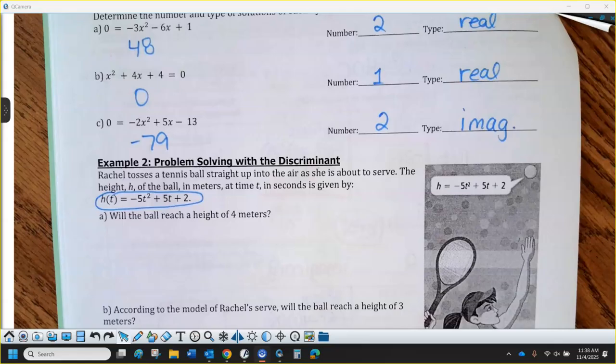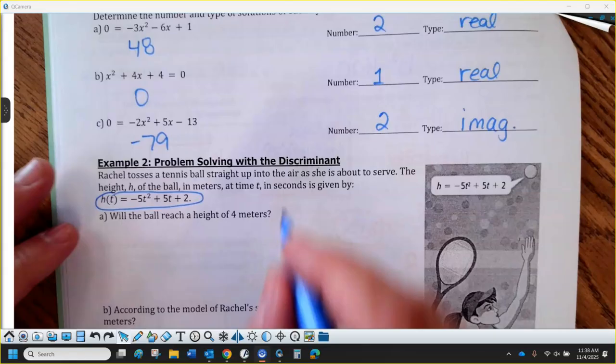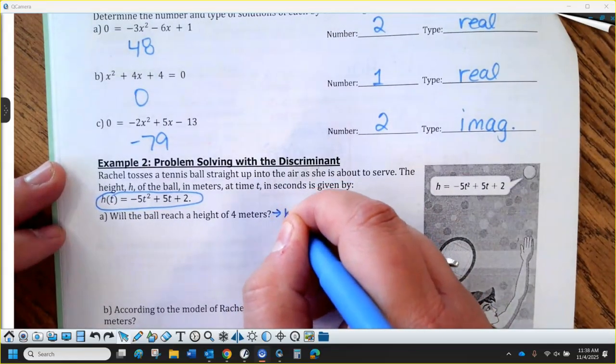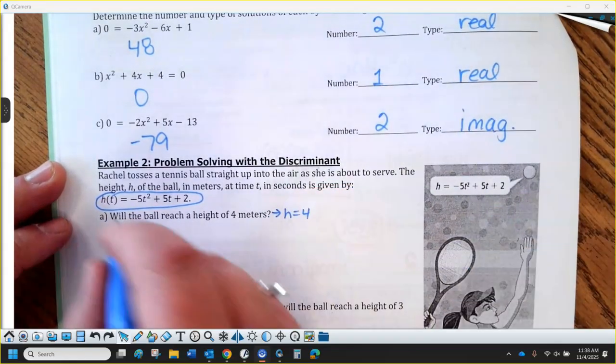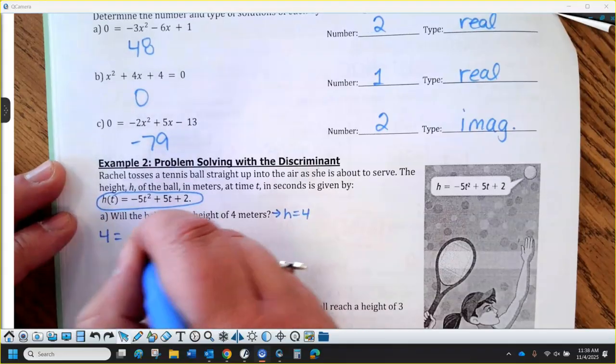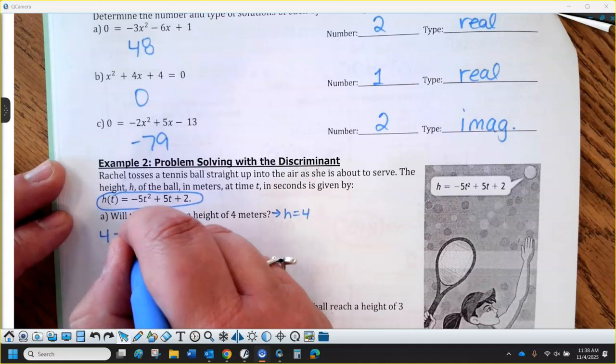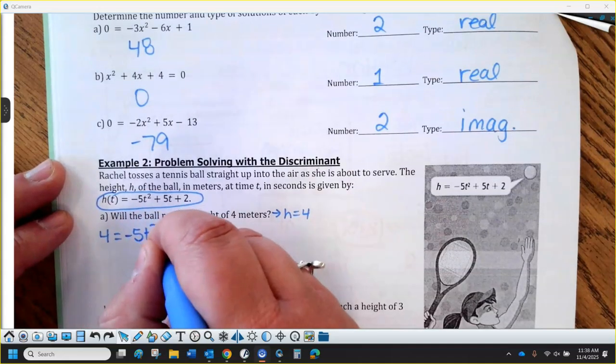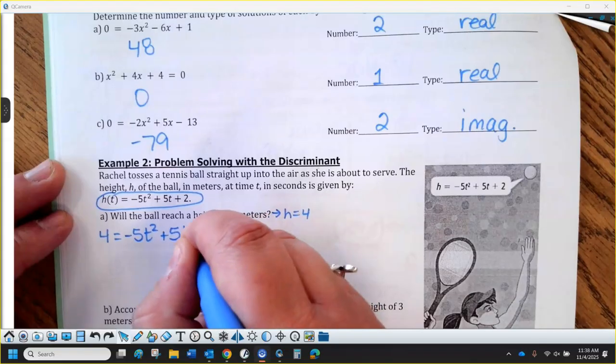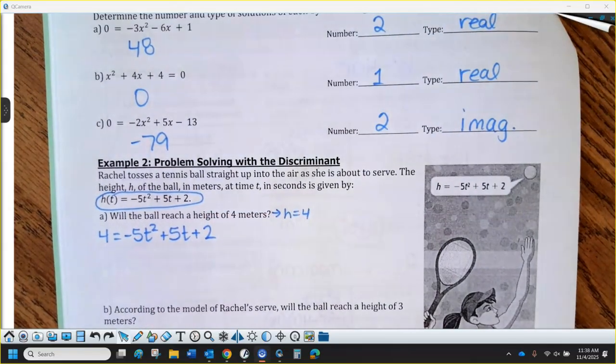So this one right here says, will the ball reach a height of 4 meters? So what they're trying to say is we're going to plug in 4 for the height. So that's what I'm going to do real quick. In place of that h of t, or height based on time, I'm just going to replace that with 4 real quick. So I'm going to do -5t squared plus 5t plus 2, just copying that equation.